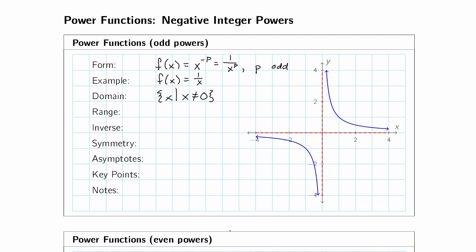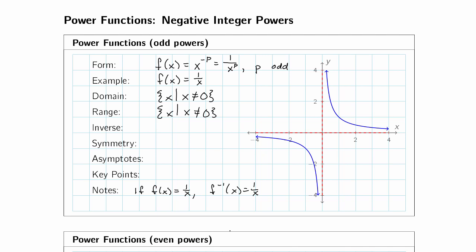Now, the inverse of this 1 over x function is just itself, which helps us to notice that the range is also every real number that isn't 0. We can get every real number that isn't 0 by taking the reciprocal of its reciprocal.